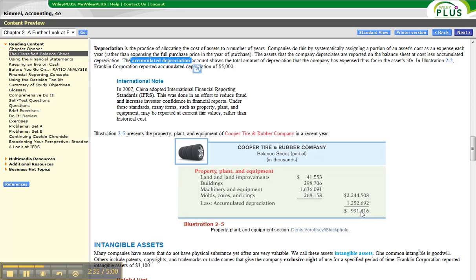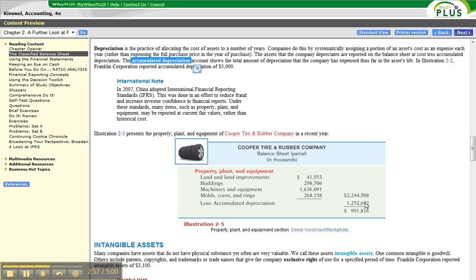Again, it's not really the value of the assets, it's just the cost of the assets that hasn't been depreciated yet. That's what we like to show in the balance sheet, so people can get an idea of how old a company's long-lived assets are. The bigger this accumulated depreciation number is, the older the assets appear to be.